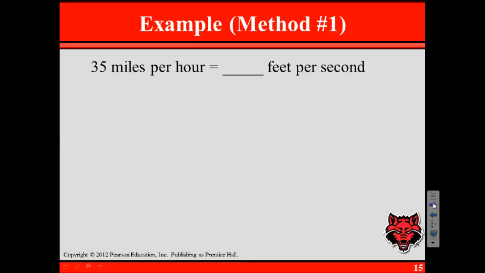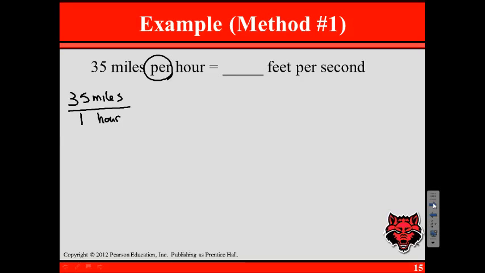2 slides ago. 35 miles per hour equals x, or some unknown number of feet per second. Now this word per here is going to indicate that we are dividing. This is really 35 miles per or over 1 hour. And we are trying to eliminate the units miles and the units of hours, and in place have feet and seconds. So to do so, we're going to set up those unit fractions that were discussed 2 slides ago, and we're going to multiply numerator and denominator by the appropriate values.